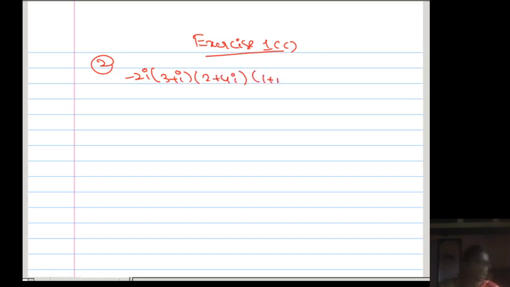We started exercise 1C. We completed the first one, that is how to write the modulus-amplitude form. Okay, next, the second problem. What is our second question in exercise 1C? Simplify and obtain the modulus of that complex number: minus 2i into 3 plus i, into 2 plus 4i into 1 plus i. We have to simplify this and obtain the modulus of that complex number.